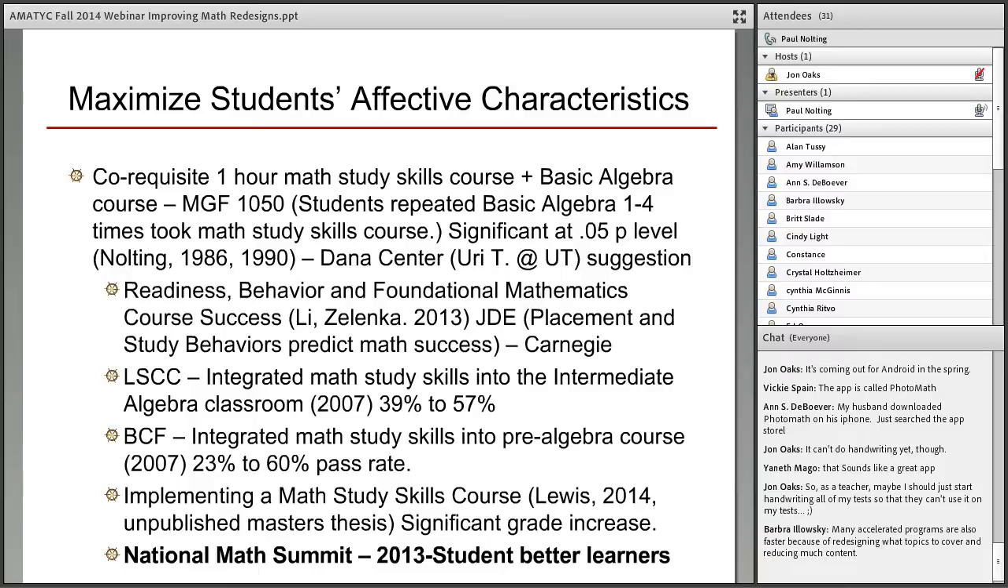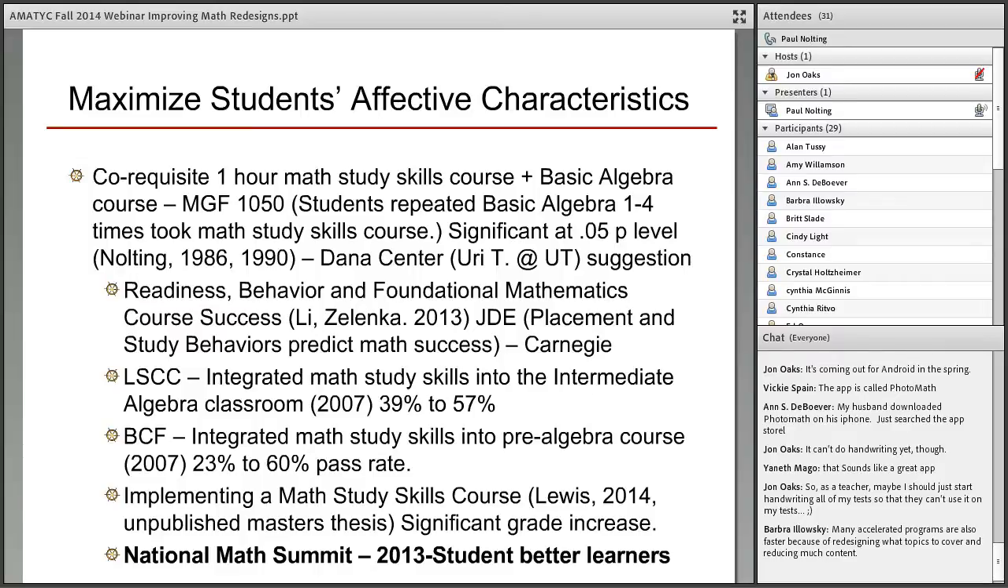If you want to let me know, I can't give it out generally to everybody because Lewis is trying to get this published in the Journal of Developmental Ed. He took an 8-week math study skills course at the University of Toledo, taught it, and did an experimental design. The students who made A's and B's in the study skills course, compared to students who didn't take it, had significantly higher pass rates in their elementary algebra class.